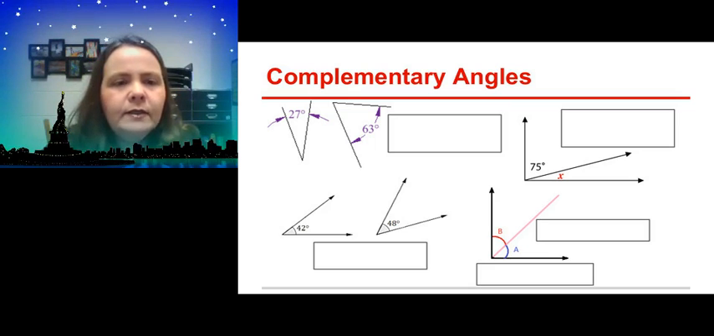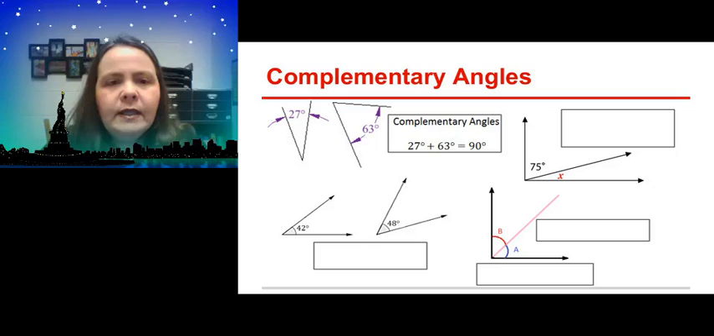So we have 27 and 63. Those angles, since they're not side by side, they're separated there. They're actually called non-adjacent angles. If we look at 27 plus 63 and we add those together, we find that 27 degrees plus 63 degrees is 90 degrees. And these are complementary angles.